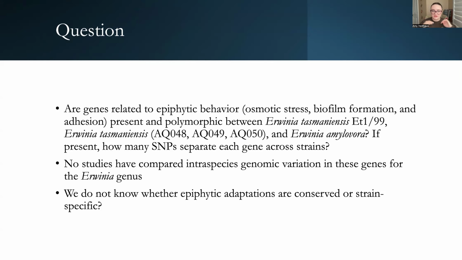And so with all of that together, the question that I'm asking is, are genes related to epiphytic behavior, osmotic stress, biofilm formation, and adhesion present, and are they polymorphic between the Erwinia tasmaniensis strain ET199, my Erwinia tasmaniensis strains AK48, 49, and 50, and also Erwinia amylovora? And if these genes are present, how many SNPs separate each gene across the strains or species?